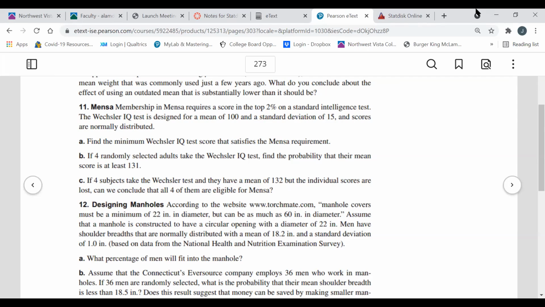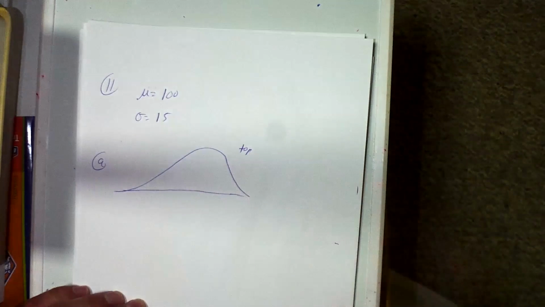Find the minimum Wechsler IQ test score that satisfies the Mensa requirement. This one was interesting because at number 11, it gave you a percentage. Do you all see it? It says it requires a score in the top 2%. So we're going to have to draw a picture of it because they're asking for the minimum requirement. We have to identify where the top 2% is. Top is capped off at the very right end, and this is going to result in your 2%.